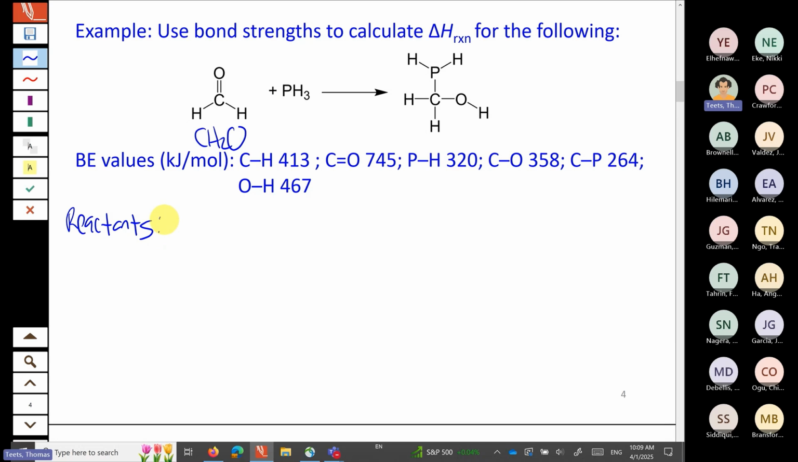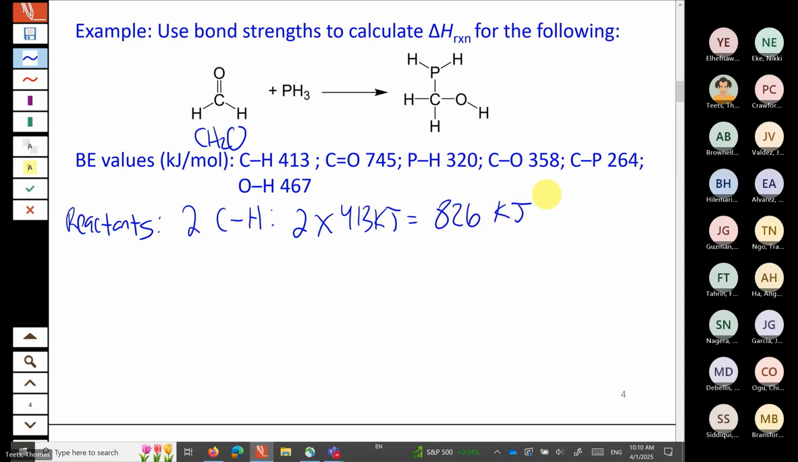So from our first reactant here, CH2O, we have 2 CH bonds. We have to count each individual bond in this case. So there's 2 carbon-hydrogen bonds, so we're going to take the tabulated number for the CH bond and double it. So 413 kilojoules, but there's 2 of them. And then in this first reactant, we also have 1 carbon-oxygen double bond. So we have 1 mole of those bonds. The bond energy is 745 kilojoules.